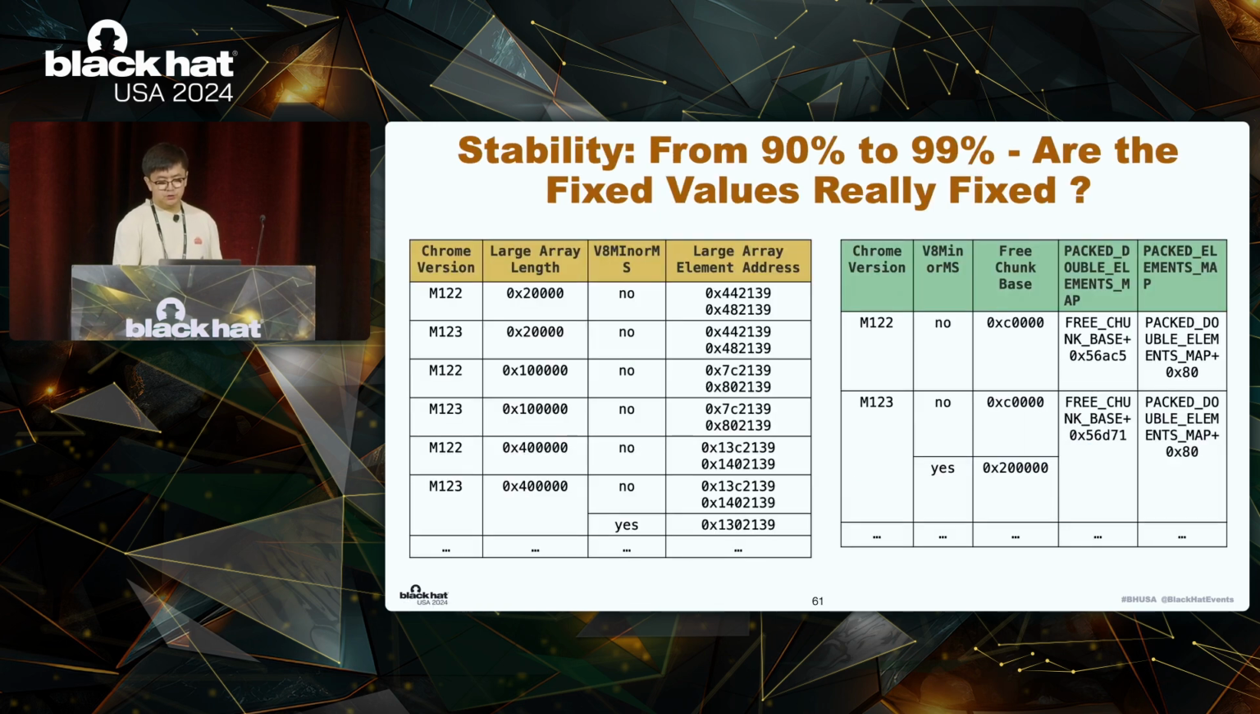Now we finish our exploit primitives creation, but if we recall the whole process, we may have a question. Are the fixed values really fixed in all situations? We can see all fixed values we use are large array element address and 2 map values. Finally, 2 map values depend on free trunk base and a fixed offset per conversion.